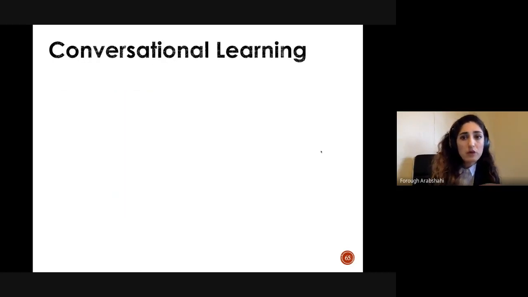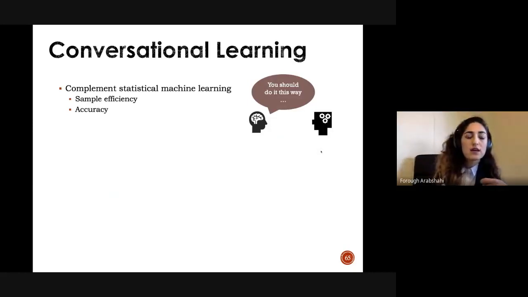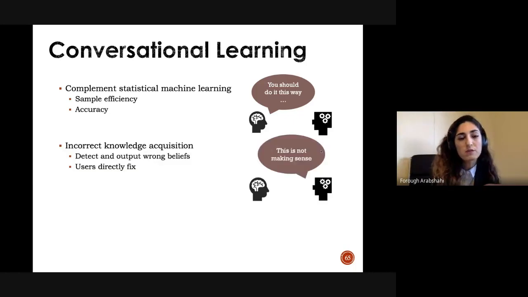And another view of conversational learning is that it can be viewed as a complement to the current big data statistical learning that dominates the field of machine learning right now. And I'm interested in seeing how natural language explanations can allow us to achieve more sample efficient algorithms and improve the accuracy of current statistical machine learning models.